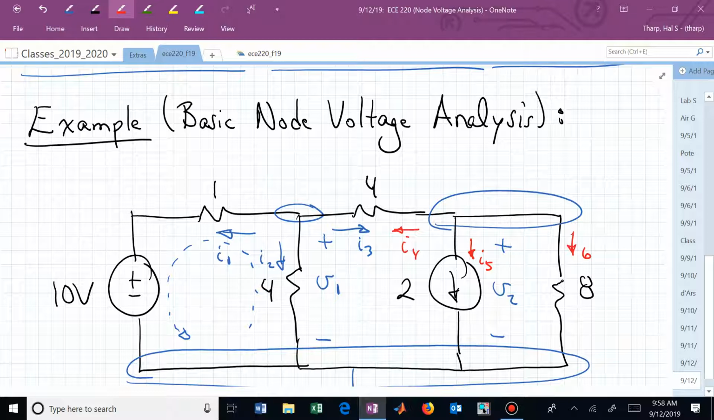Using our strategy from before, what would you say current I sub 4 needs to equal? It's where we start, node 2, that has a voltage of V sub 2. We subtract from it where we're going, which is V sub 1. That's the drop from right to left across that resistor. And we divide by that resistor, and we have our current I sub 4.